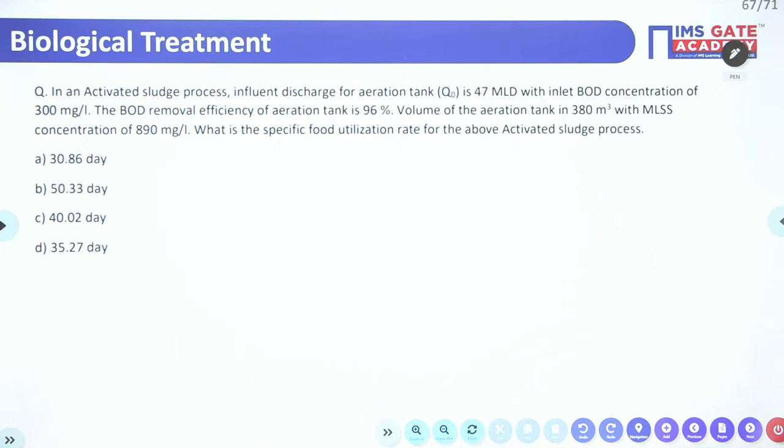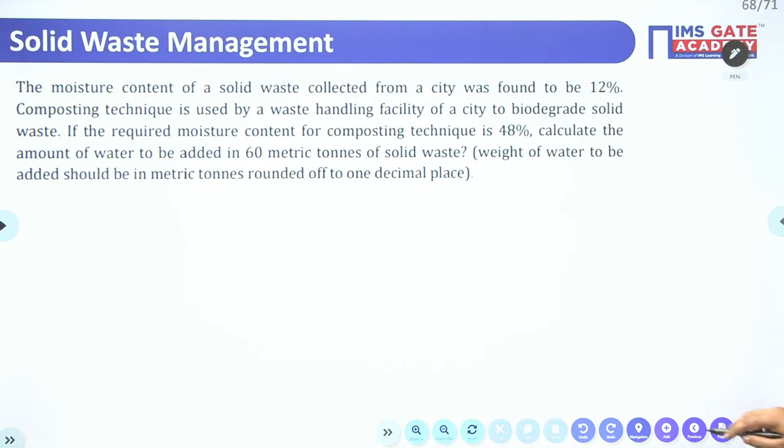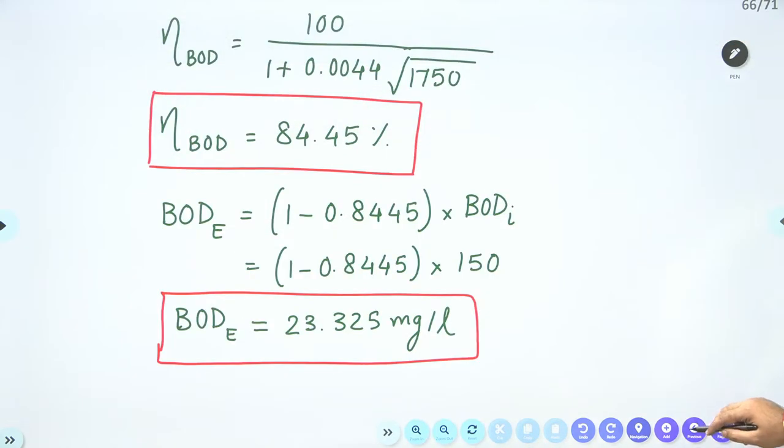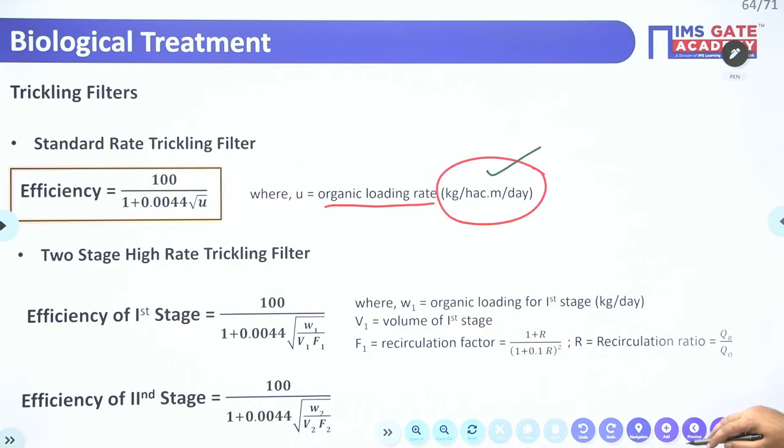Next is, in an activated sludge process, the influent discharge of the aeration tank Q0 is 47 MLD with inlet BOD concentration of 300 mg per liter. The BOD removal efficiency of the aeration tank is 96%. The volume of the aeration tank is 380 meter cube with MLSS concentration of 890 mg per liter. What is the specific food utilization rate for the above activated sludge process? Okay, so this question, I guess, came before a slide or something.